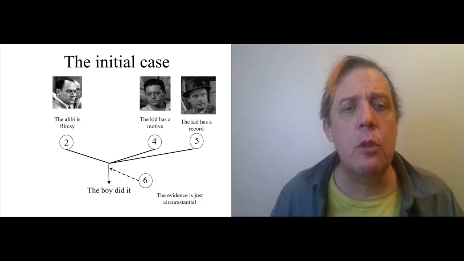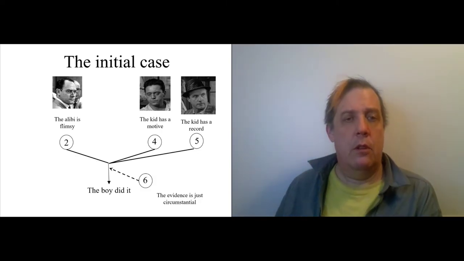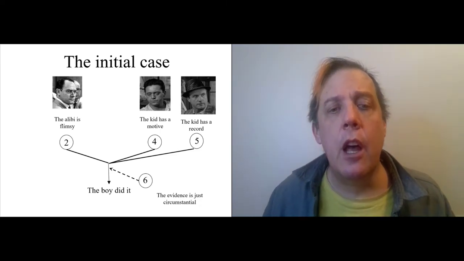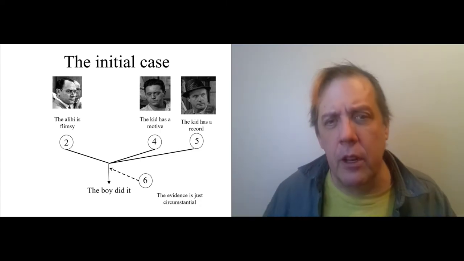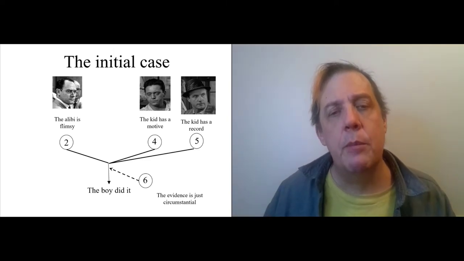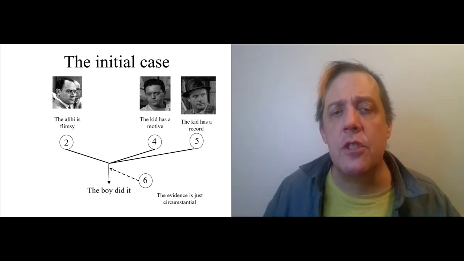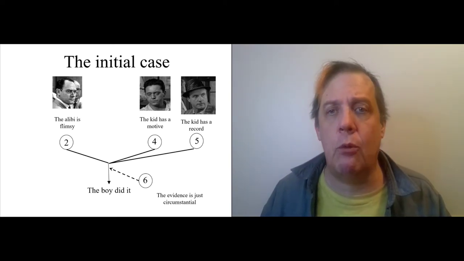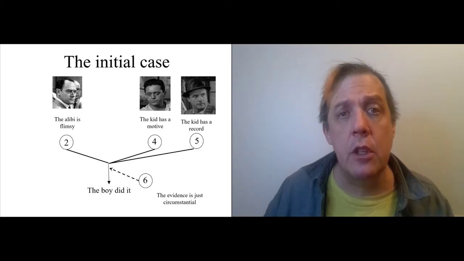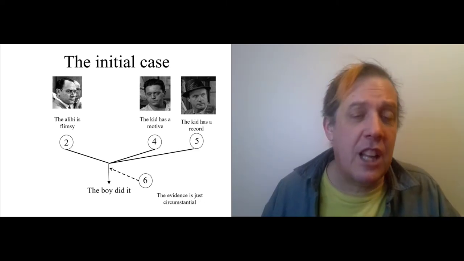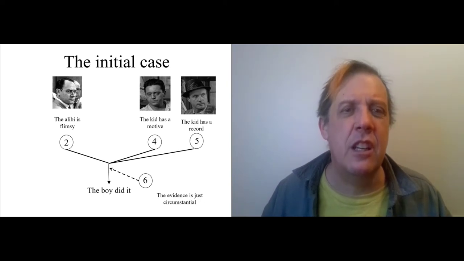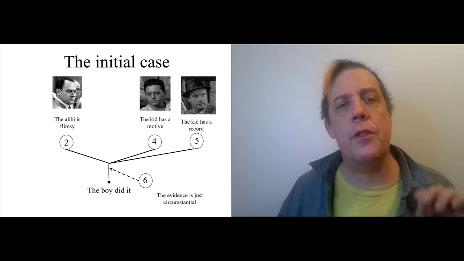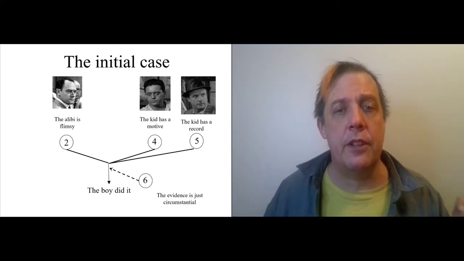Well, if someone were to present that argument on its own, just present 2, 4, and 5, someone could say, oh yes, all 3 of those premises are true, but that is not sufficient evidence to support the conclusion. This is just circumstantial evidence, and if we can still have a reasonable doubt, we must acquit.